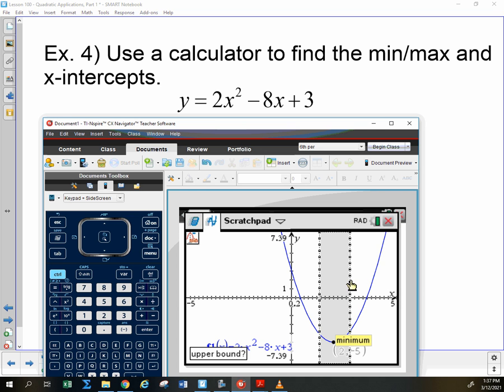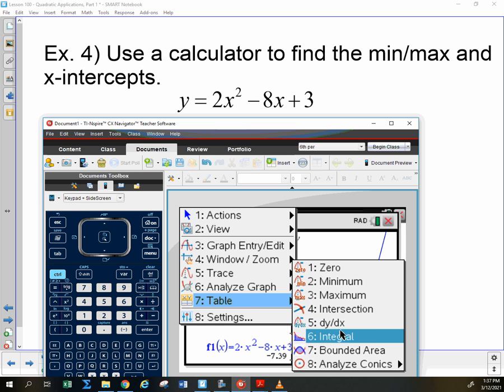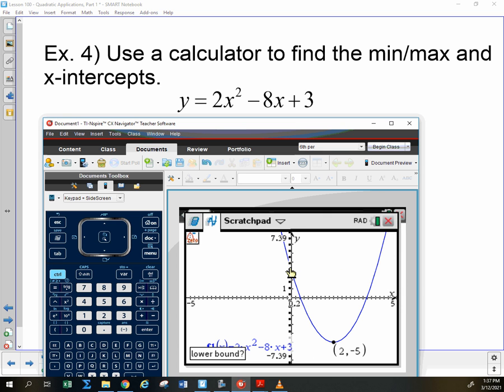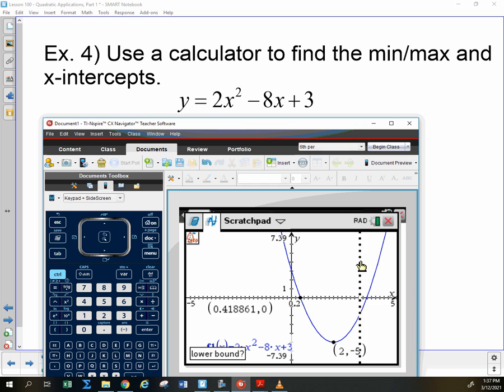So we go to the left and the right. There's our minimum, (2, -5). Menu, analyze graph, zeros now for our x-intercepts. Go somewhere to the left of it, to the right of it, and we have those coordinates. Once again, menu, analyze graph, zero, left, right, and here are the coordinates for the other x-intercept or zero on this graph. Notice both of these are positive. Notice the vertex is positive, negative.